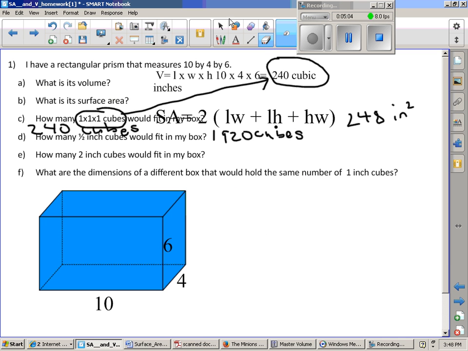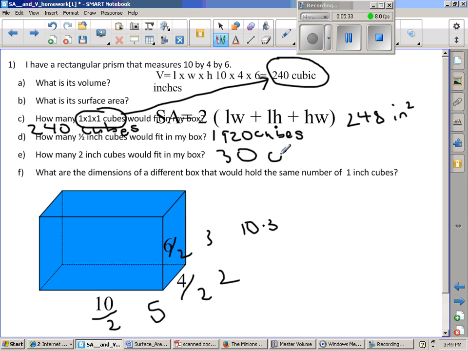And then it says how many 2-inch cubes will fit in my box. So this is a different thing. So if I think about this 10 inches and I divide that by 2, I can get 5 2-inch cubes across the bottom here. And then I can get 2 2-inch cubes here. And then I can get 3 here. So I'm going to multiply these numbers, 10, because 2 times 5 is 10, times 3. So I can get 30 2-inch cubes into my box.